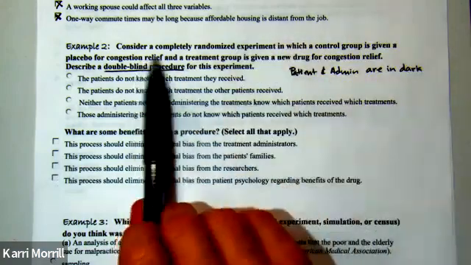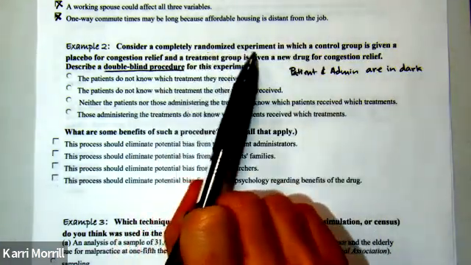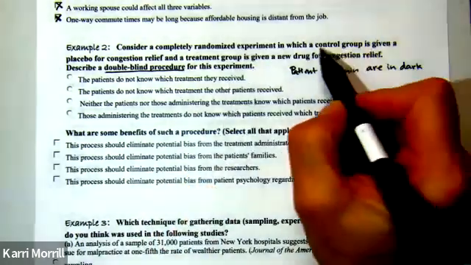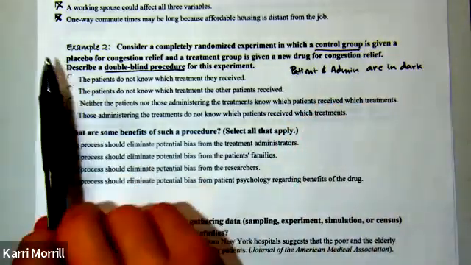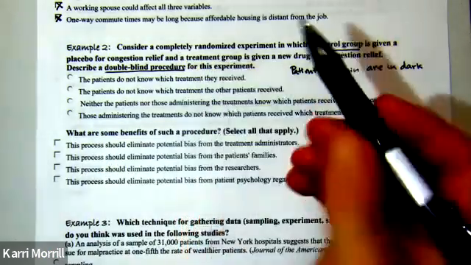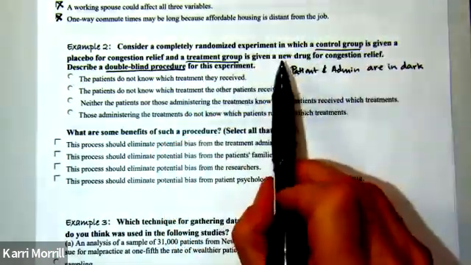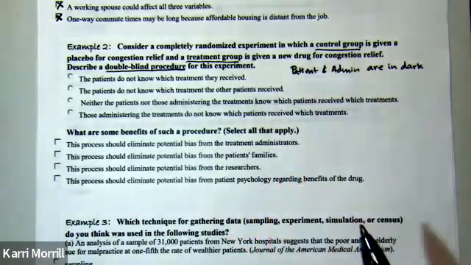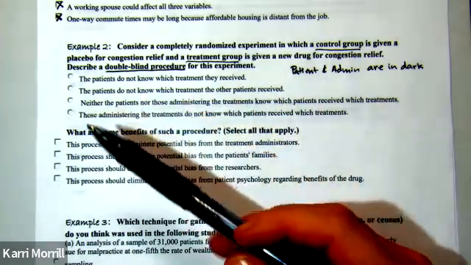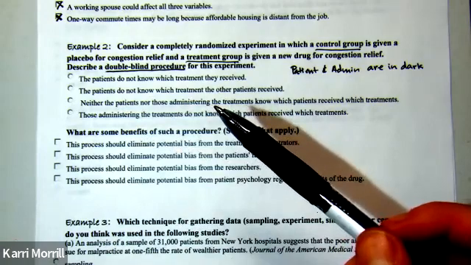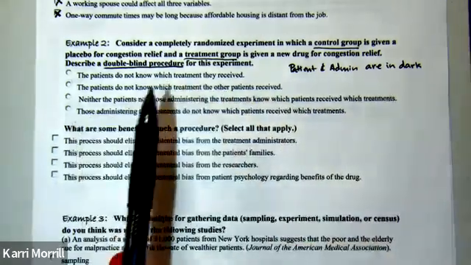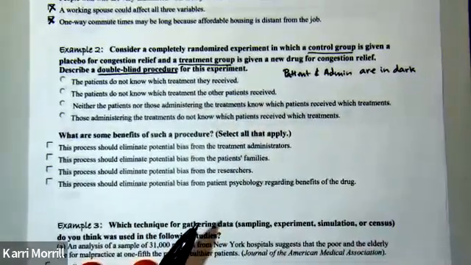We talked about a completely randomized experiment, so nobody knows who's being picked for what, in which a control group is given a placebo for congestion relief, and then there is a treatment group, the group that's actually receiving the new drug to test, given for congestion relief. So for this experiment, we need to describe a double-blind procedure. So you need to pick the one that describes it most accurately. You can't choose more than one.